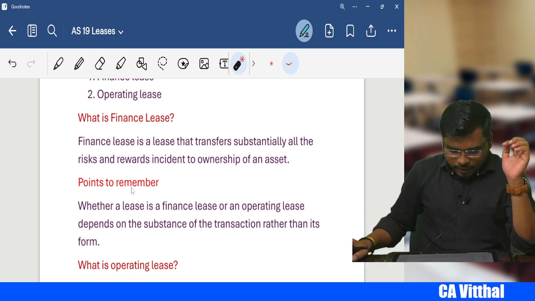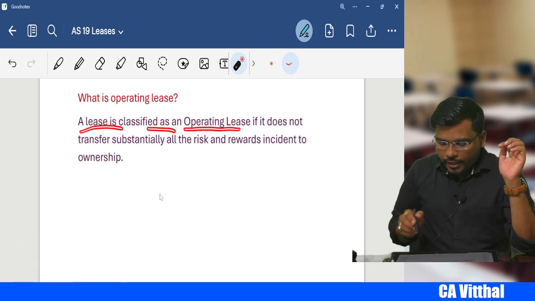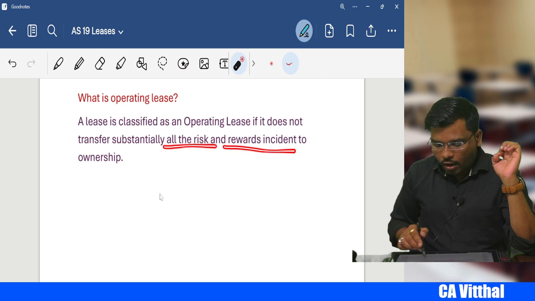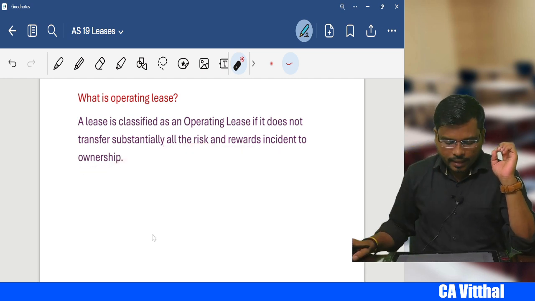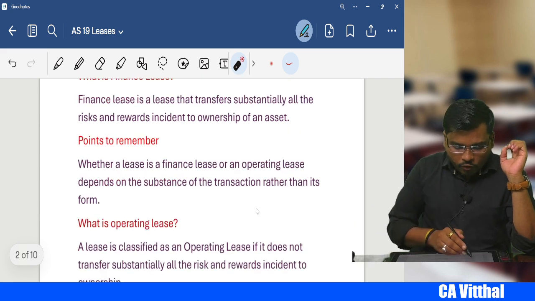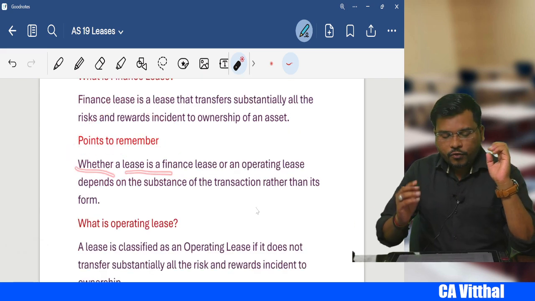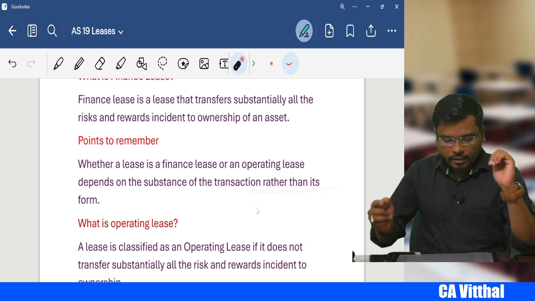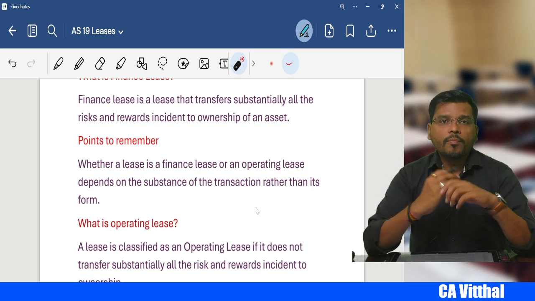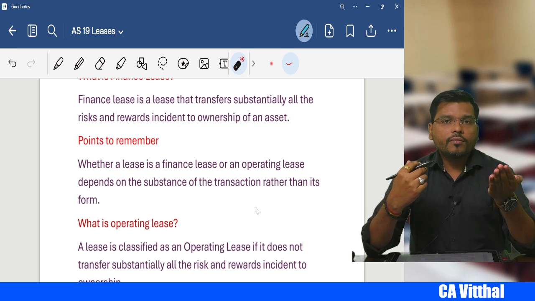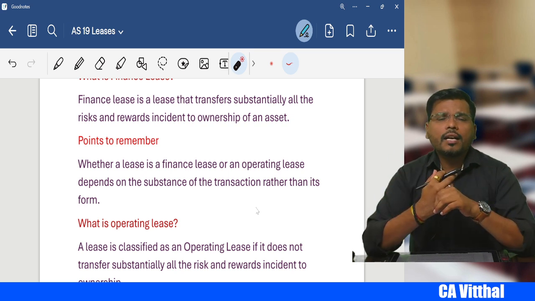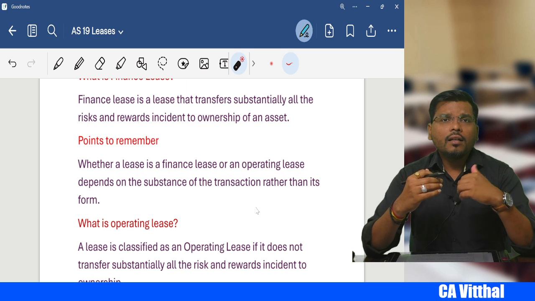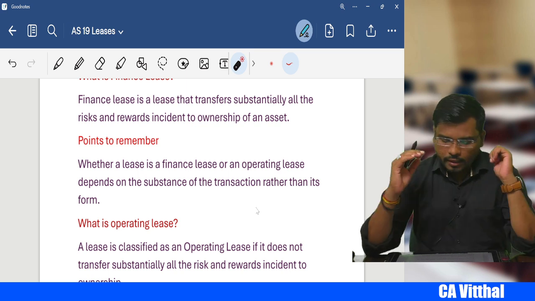A lease is classified as an operating lease if it does not transfer substantially all the risk and reward incidental to the ownership. We call that lease which lease, sir? Operating lease. Point to remember, my dear students: whether a lease is a finance lease or an operating lease depends on the substance of the transaction rather than its form, right? Substance over form. Legally, who is the owner of the asset, sir? Lessor. But by substance, who becomes the owner, sir? Lessee. So the lessee will record the asset in his books, not the lessor, my dear students, right?